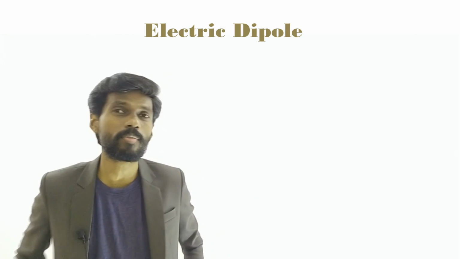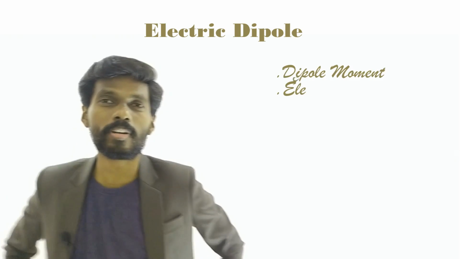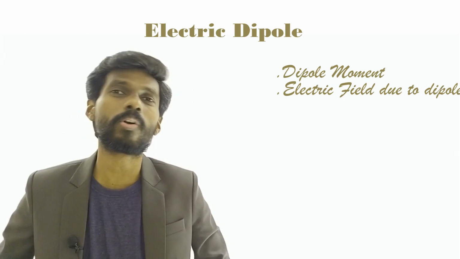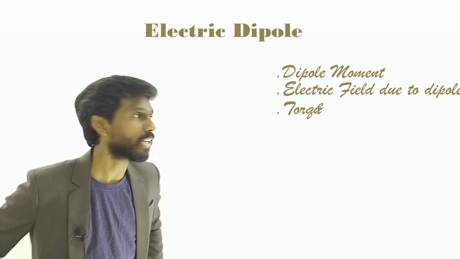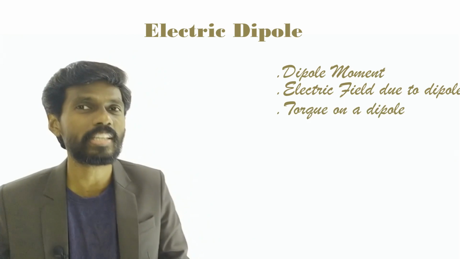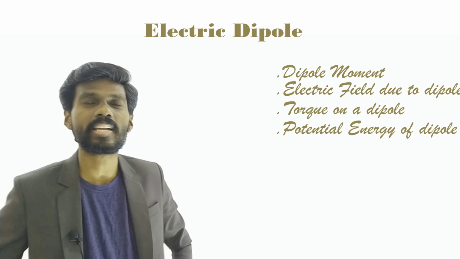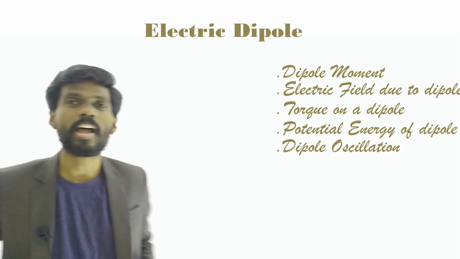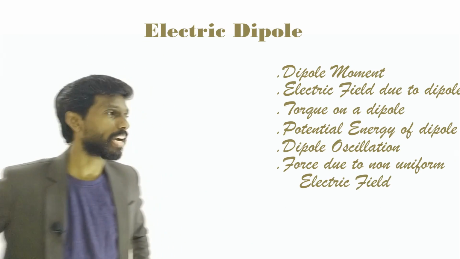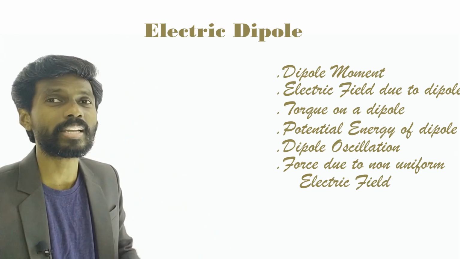First of all, we'll define what an electric dipole is. And then dipole moment. This dipole moment is important because all the formulae in this topic are written only in terms of dipole moment. Then we'll talk about torque on a dipole due to a uniform electric field, and then potential energy related to the dipole, and then dipole oscillation. And due to a non-uniform electric field, we have a force on the dipole, so that we will talk about last. So these are the concepts that we are going to look at one by one in this topic today.